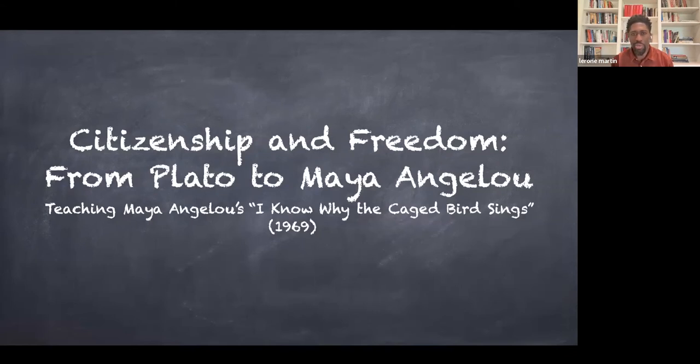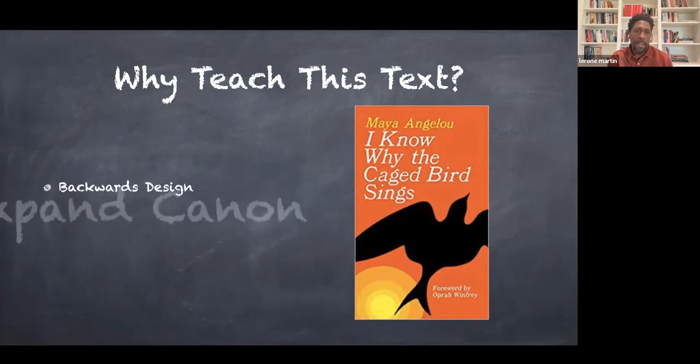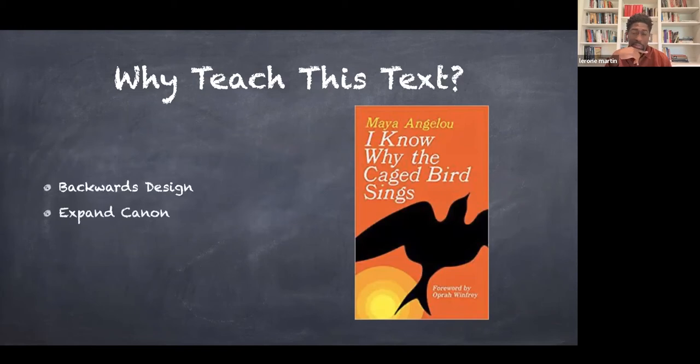And I want to walk you through why I chose the text, and then also a little bit about how we taught it. So first and foremost, there were three reasons why I chose the text, and I'll walk through those. The first was backwards design, the way that I designed the class using backwards design. The second was the idea to expand the canon of classical texts or texts that students were going to read. And the third reason was to make a local connection.